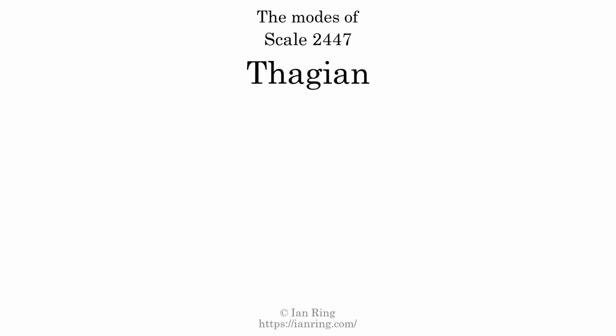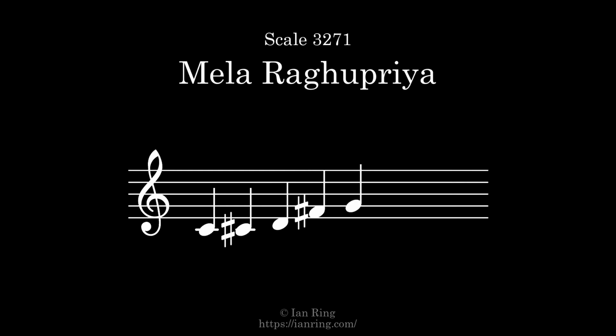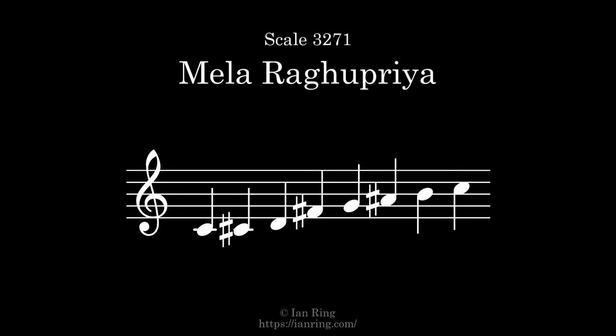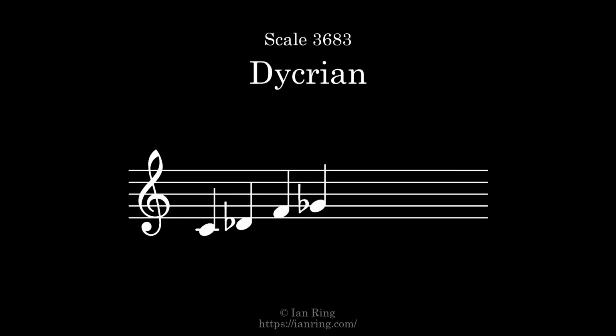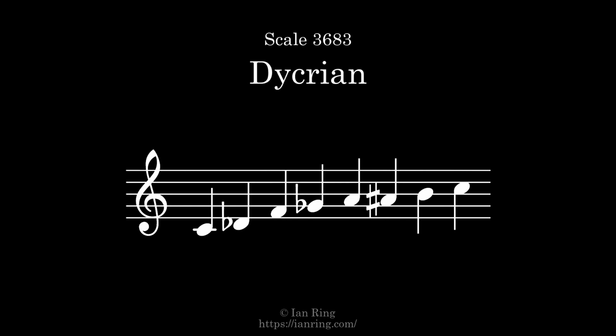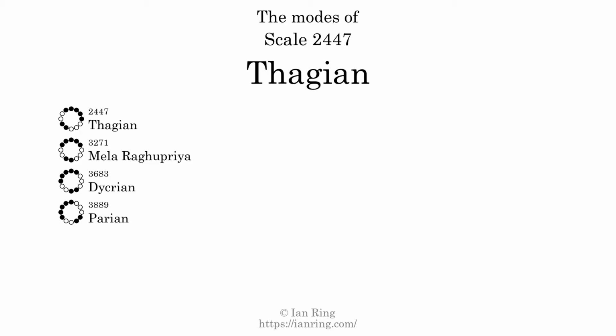This scale has 7 modes. The first mode is itself. The second mode is scale 3271, also known as Mela Ragapriya. It sounds like this. The third mode is scale 3683, also known as Thagian. It sounds like this. The fourth mode is scale 3889, also known as Thagian. It sounds like this.